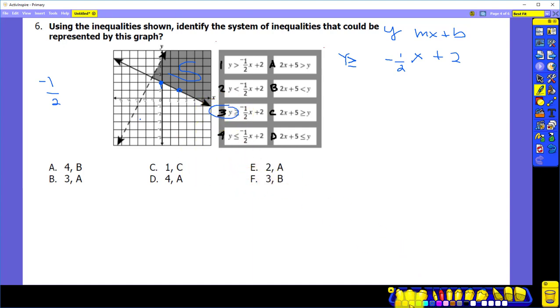Okay, next, let's find the inequality for this dotted line with respect to this shaded area. So for this line, my y-intercept is located here. So I will have +5. My slope, we need to get another point. I think we can use this point over here. Alright, let's use this point.